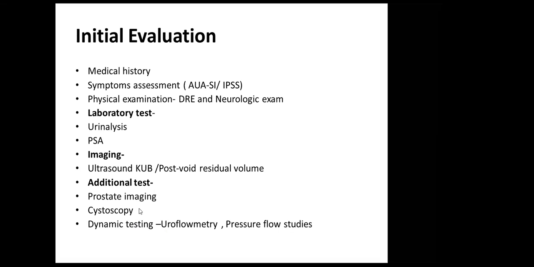Next, it is a cystoscopy. Cystoscopy or urethrocystoscopy is not needed in the routine assessment of BPH. It should be considered in men who have a history suggestive of urethral stricture.